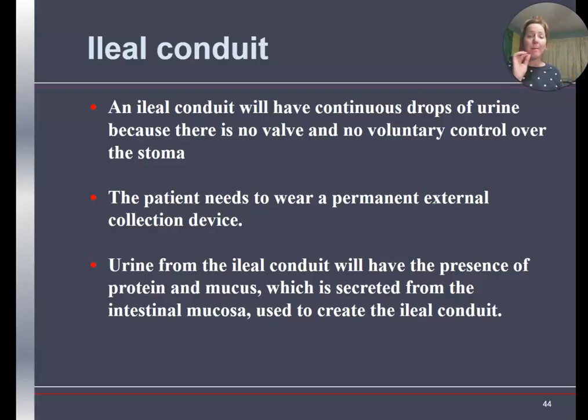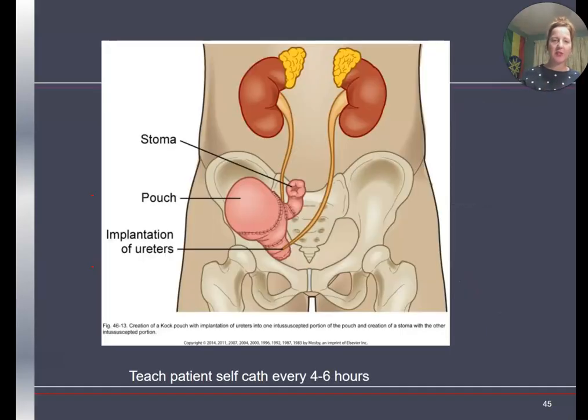The patient will need to wear a permanent external device to capture the urine so it keeps them dry and keeps the skin happy. And the urine from an ileal conduit will have protein in it and mucus because remember it is intestinal mucosa. So it'll have all of that. So don't be scared. The thing to keep an eye on is that stoma itself, okay? When it's intestinal mucosa, it needs to be that nice, red, rosebud looking stoma.